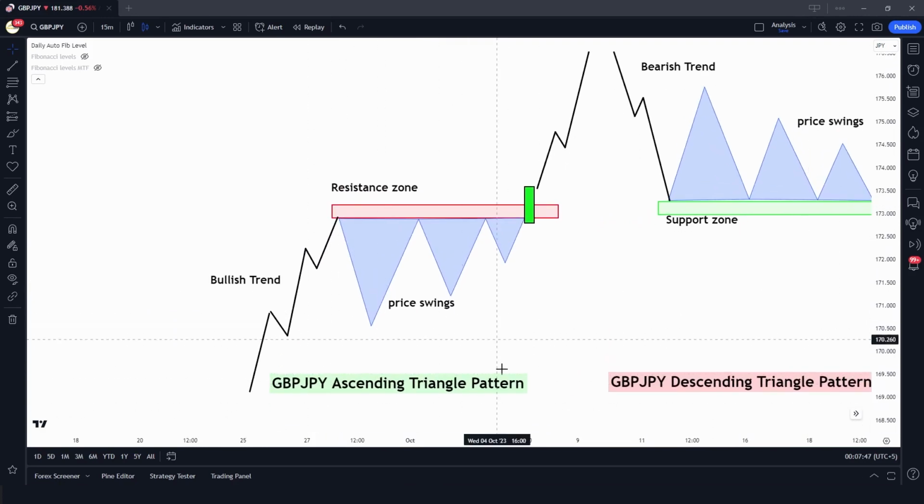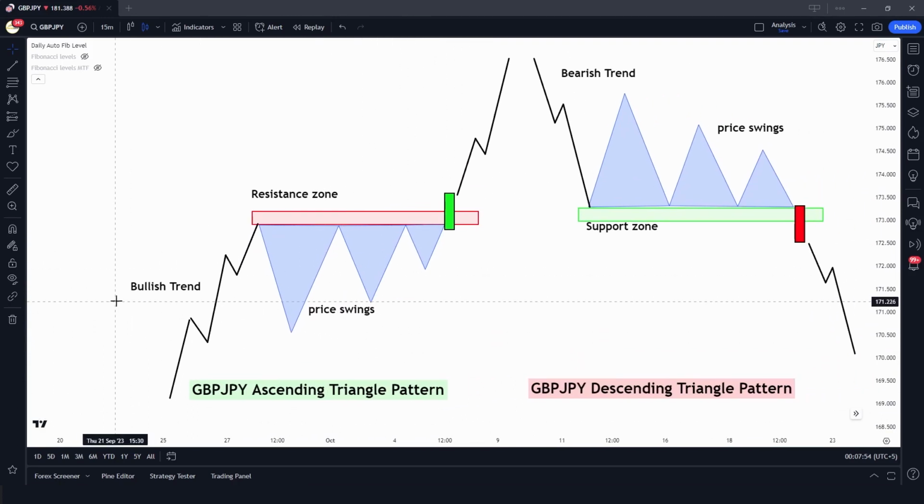So the ascending triangle pattern acts as a continuation pattern, and in this example the trend is already bullish in direction. For example, here we can see that the trend is moving in the upward direction by the formation of these higher highs and higher lows. Then at this resistance zone, a lot of price action happens and the price falls down immediately. But after that, it recovers to the same level and again it meets this resistance.